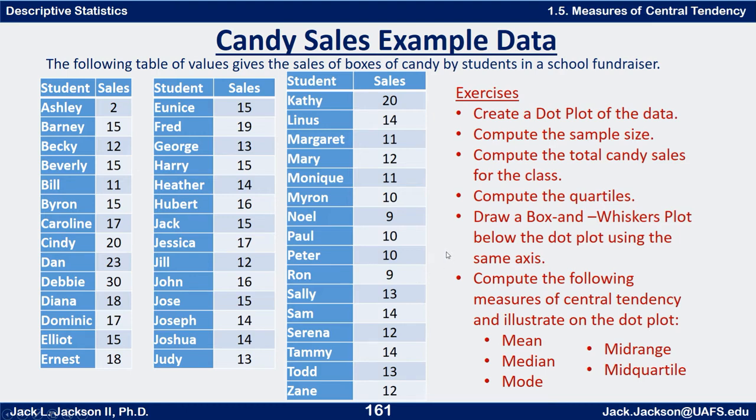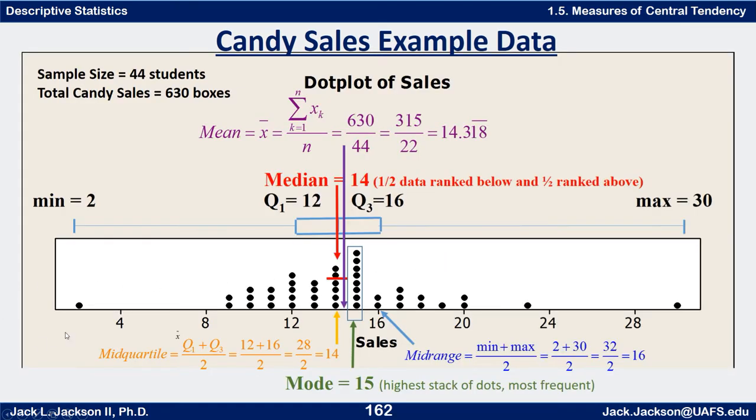Okay, well hopefully you did this. And if you notice, this is the dot plot that we had earlier for this particular data set, which we have here. It goes from a minimum of 2 to a maximum of 30. So you can see those are the ends of our whiskers for our box plot. And we computed the median already to be 14.